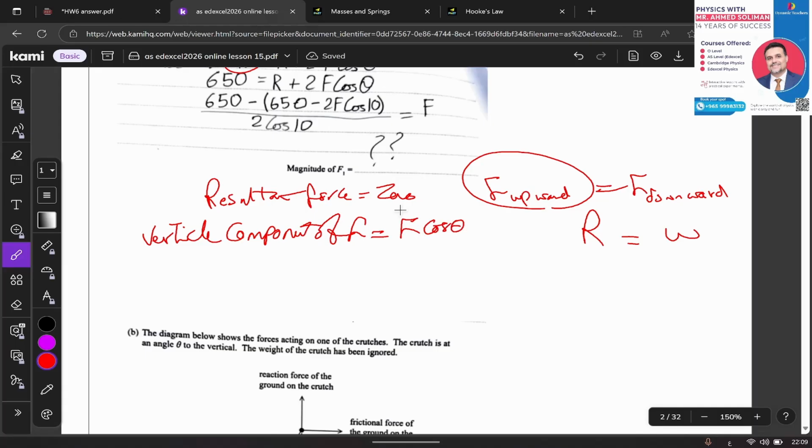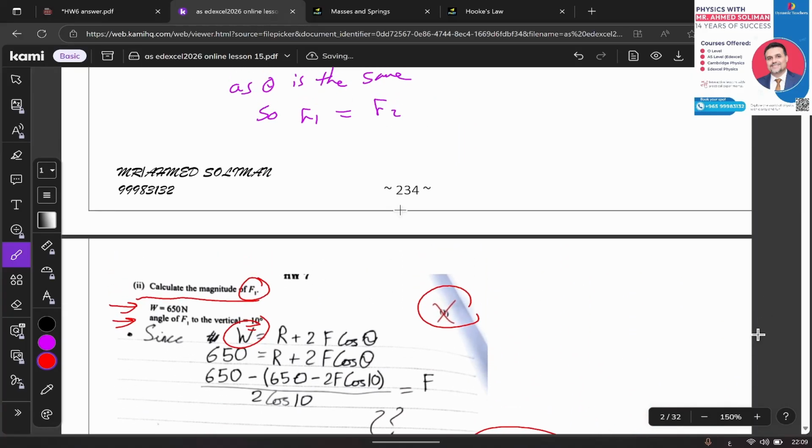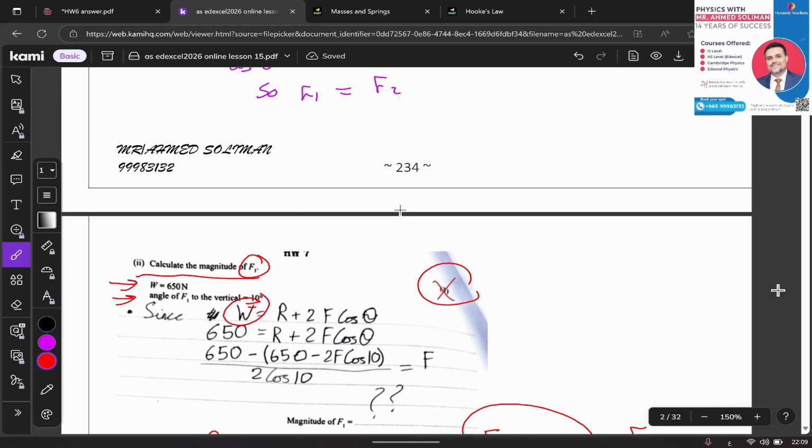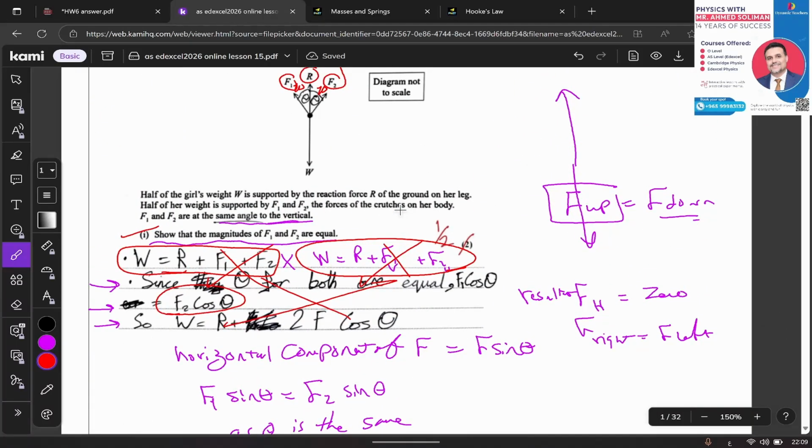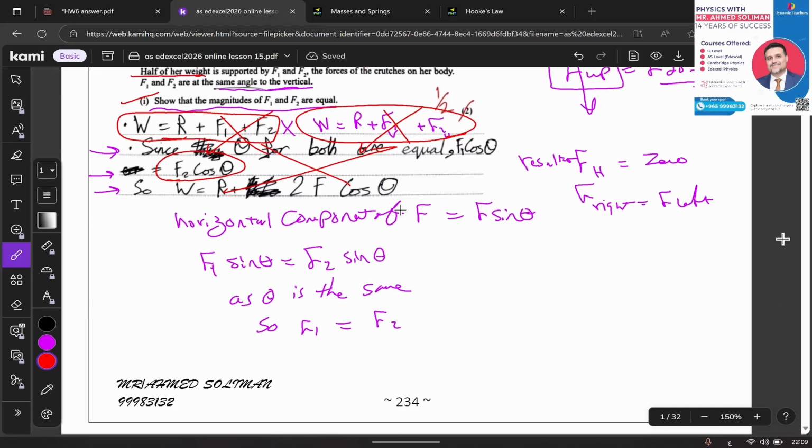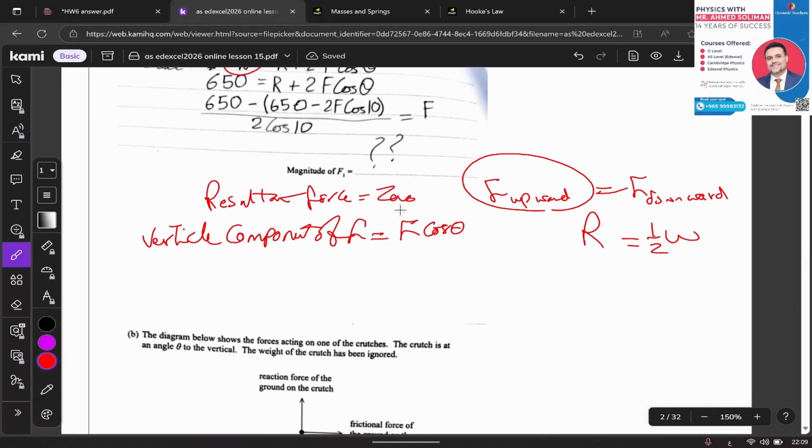So now he said R equals half W. In this question, he said R equals half W. Okay, R equals half the weight, right? So now, if weight equals 650, so R equals what? 325, right? Right.